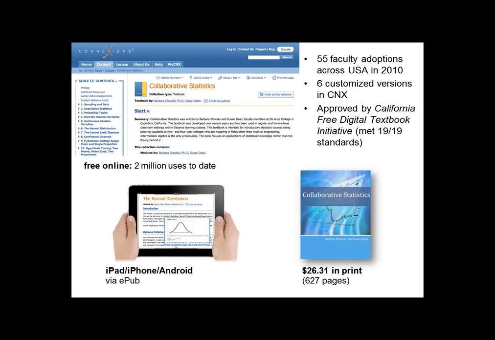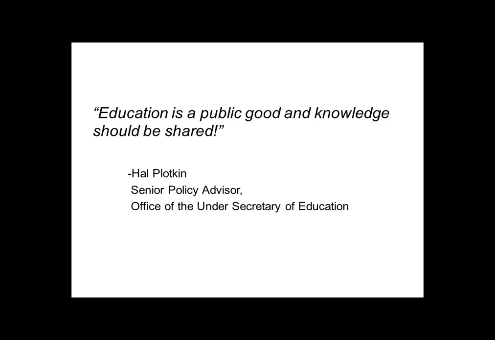Here's a quick look at one of our most popular pieces of content. This is Collaborative Statistics. It's been used over 2 million times to date. You can see it here as a web page, on the iPad, and also what the actual textbook looks like. We have over 55 adoptions of this book in particular, and there are actually 6 customized versions. People come along, find the book, and say, oh, this is a great book. Thanks to the CC BY license and the Connections system, individual instructors can adopt it, edit it, and improve it to meet their needs, so they can make their own customized version.